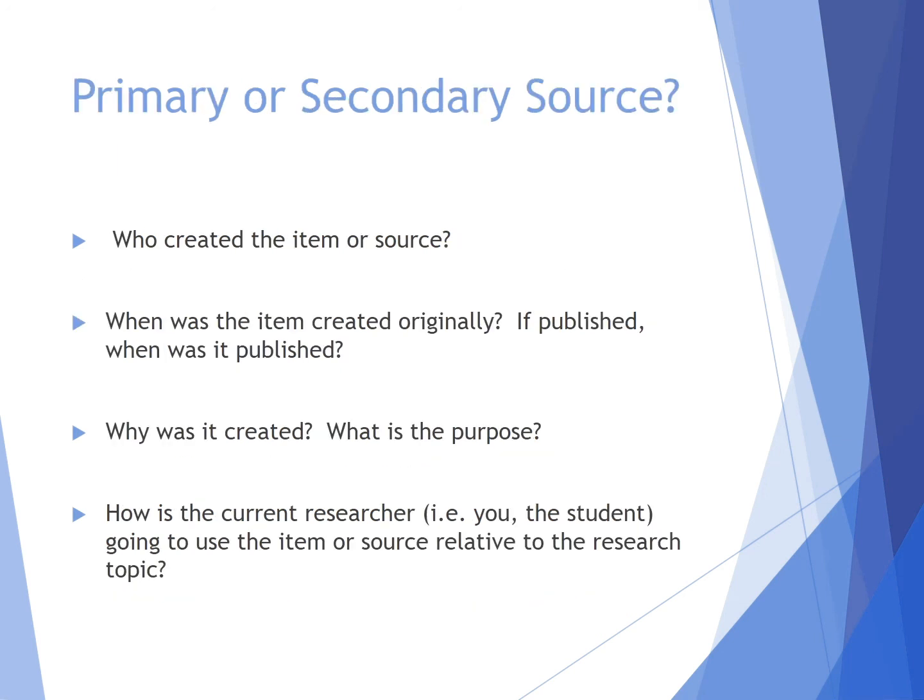How do you know if something is a primary or secondary source? Here are some questions you can ask yourself to help determine whether it is a primary or secondary source. Who created the item or source? Was it an eyewitness account or written by a historian many years after the event? When was the item originally created? If published, when was it published?